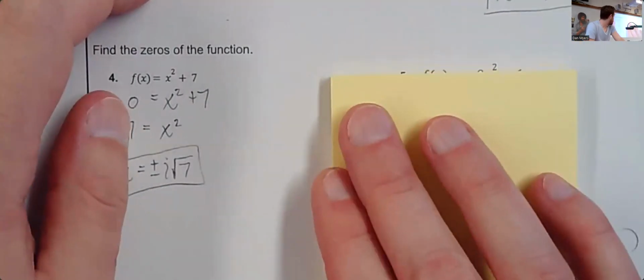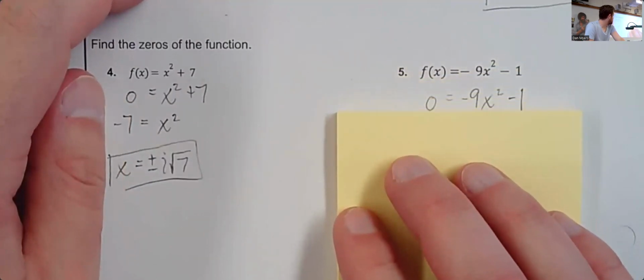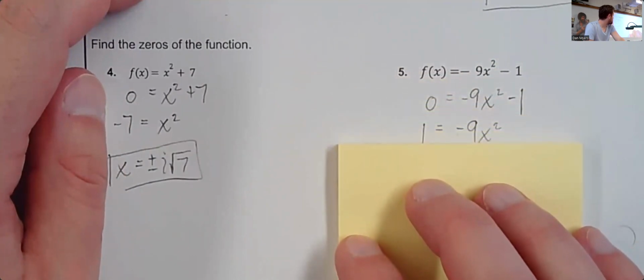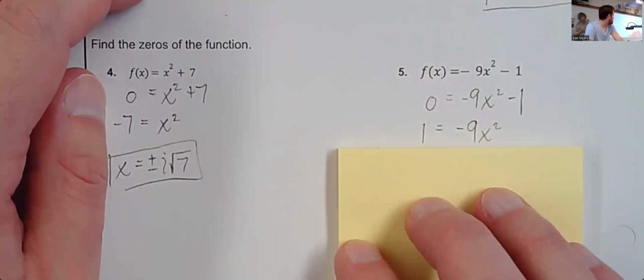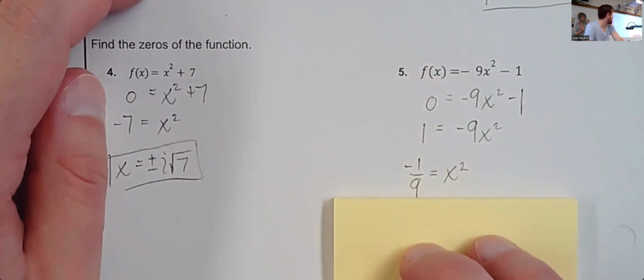Just going to go ahead and step by step through this one here. So first thing we're going to do, replace f of x with 0. So you got 0 equals negative 9x squared minus 1. Add 1 to both sides. 1 equals negative 9x squared. Divide by negative 9 on both sides. So that would be negative 1/9 equals x squared.